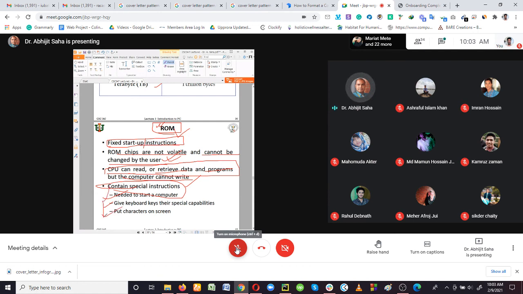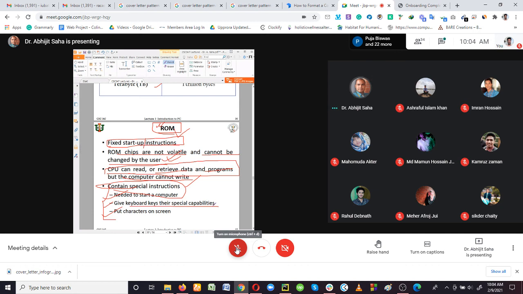So these are the facts. A few facts have been mentioned here on how ROM is going to be useful when we use the computer system. When you start up the computer system, ROM takes part in the startup, with fixed startup instructions. With the fixed startup instructions, ROM gives your keyboard the capability so that you'll actually be able to use it, right?